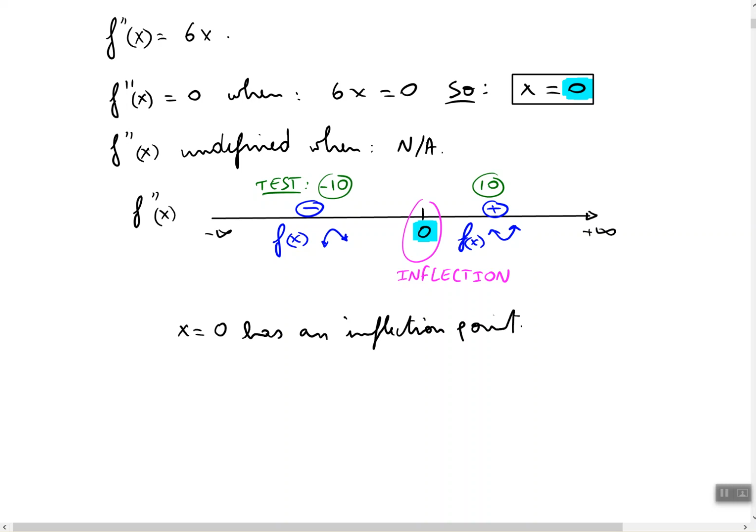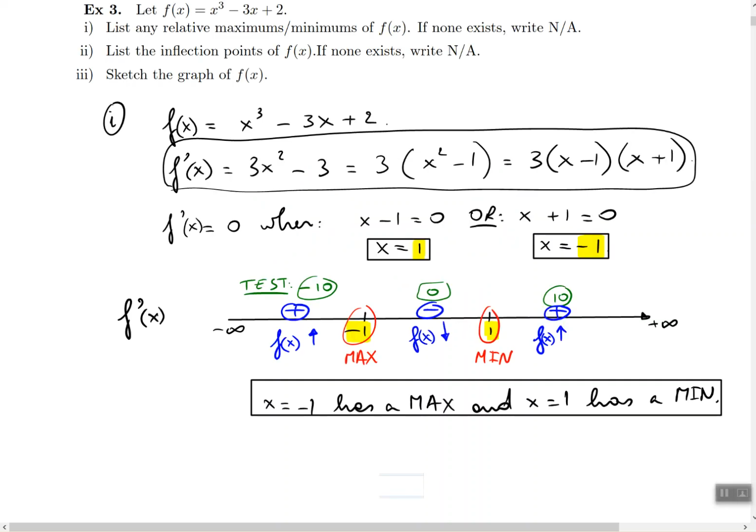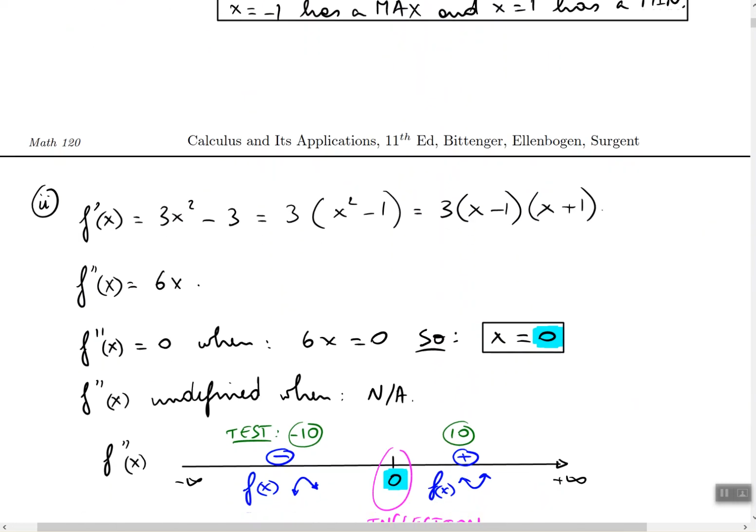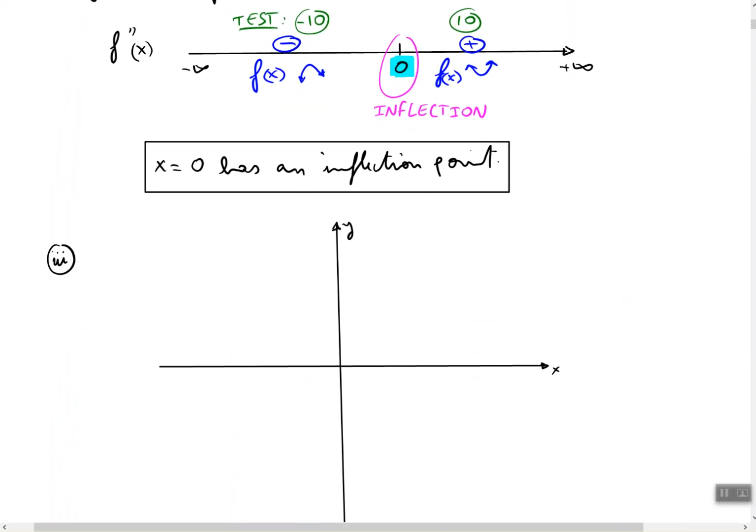Okay, sounds good. And the final step here is to sketch the graph of the function f of x. In order to sketch the graph of f of x, we're going to make the xy plane and just recall that there were interesting things happening at -1 and +1. There was an interesting thing happening at 0. At 0, there was an inflection point. At -1 and 1, we had a max and a min.